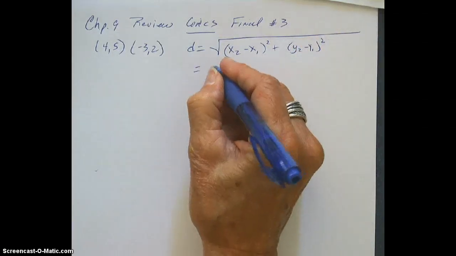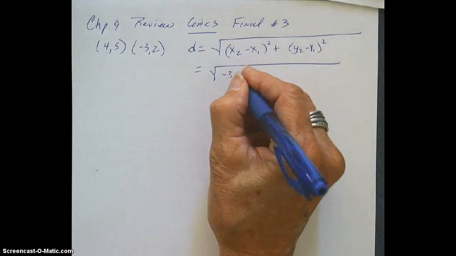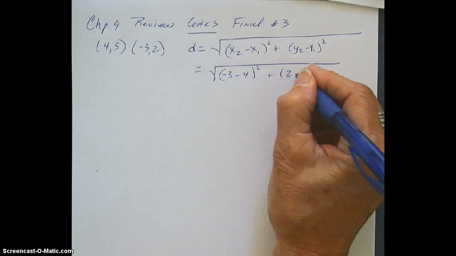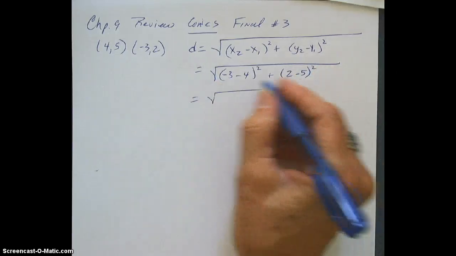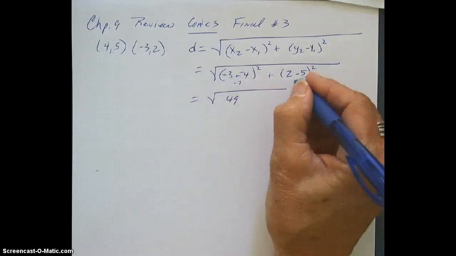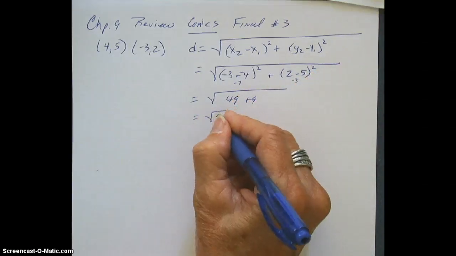So in this example, we'll take -3 minus 4, square that, plus 2 minus 5 and square that. Here we'll get -7 square it, we'll get a 49. -3 square it, we'll get a 9. So the distance is the square root of 58.